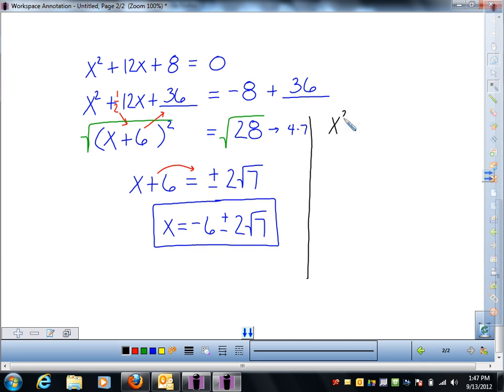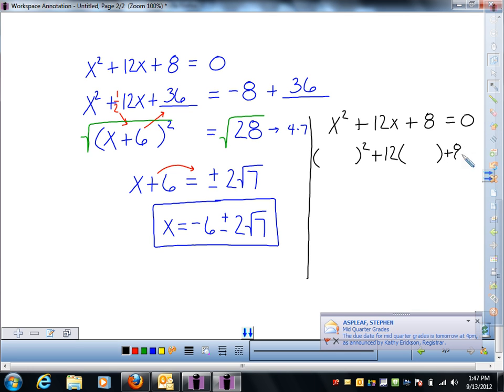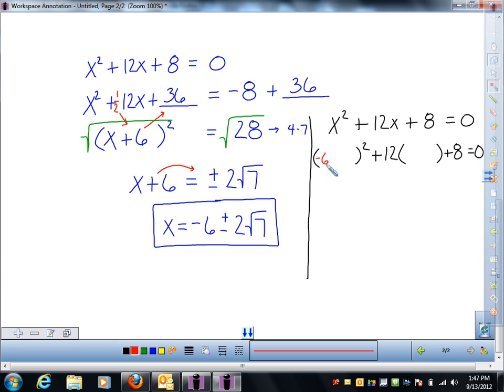So I'll write it out for us. It's x squared plus 12x plus 8 equals 0. And what I'm going to do is I'm going to take something squared plus 12 times that same something plus 8, and that's supposed to equal 0. What's the something that I'm going to stick in there? Well, I'm going to plug in there the negative 6 minus 2 radical 7. Negative 6 minus 2 radical 7. And I'm choosing to use this one. I could have used either of those two, but I'm going to choose this one.